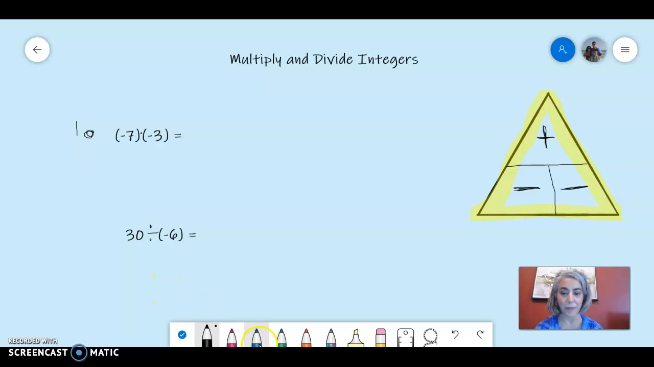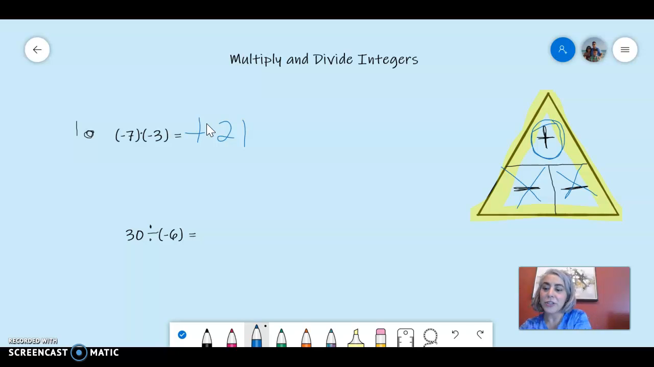Okay, so to use it, what we do is we look at our first example, and it says a -7 times a -3. So we go back over to our magic triangle, and we cross off the signs that are in the problem. So I'm going to cross off a negative here, and I'm going to cross off the negative here that says -7 and -3. And the only sign left is going to be this positive. So I know that my final answer is going to be a positive 21, because 7 times 3 is 21.